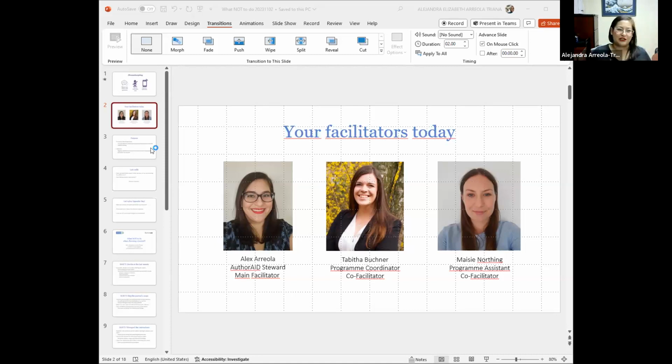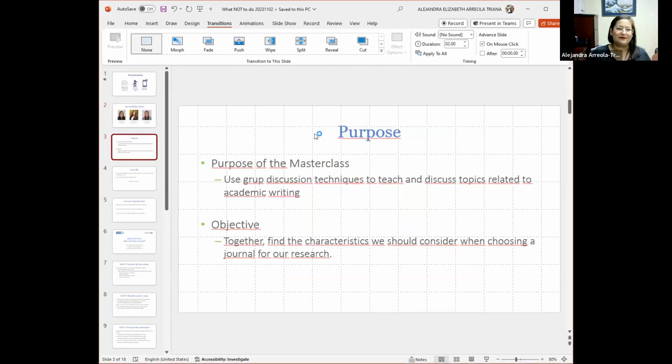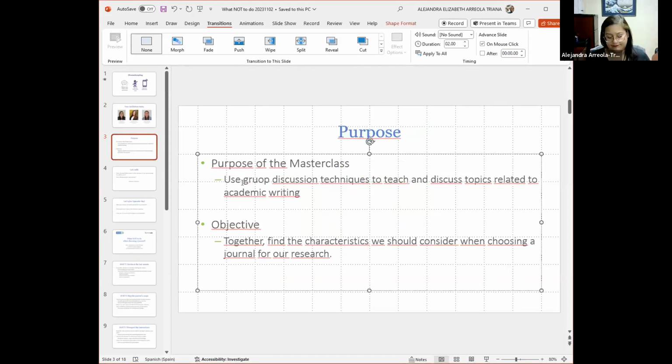The overall purpose of this session is to use group discussion techniques to teach and discuss topics related to academic writing. We are going to be using group discussion techniques and active learning techniques to discuss these topics. The objective is that together we are going to find the characteristics that we should consider when choosing a journal for our research.